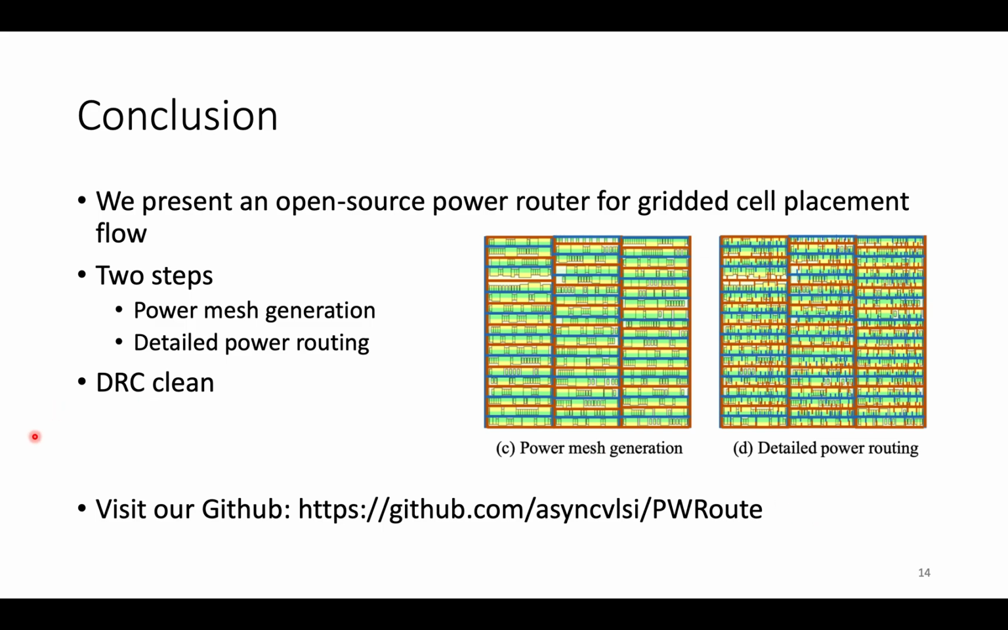Let me conclude my presentation. We present an open source power router for gridded cell placement flow. It contains two steps, power mesh generation and detailed power routing. We are able to generate DRC-clean solutions.